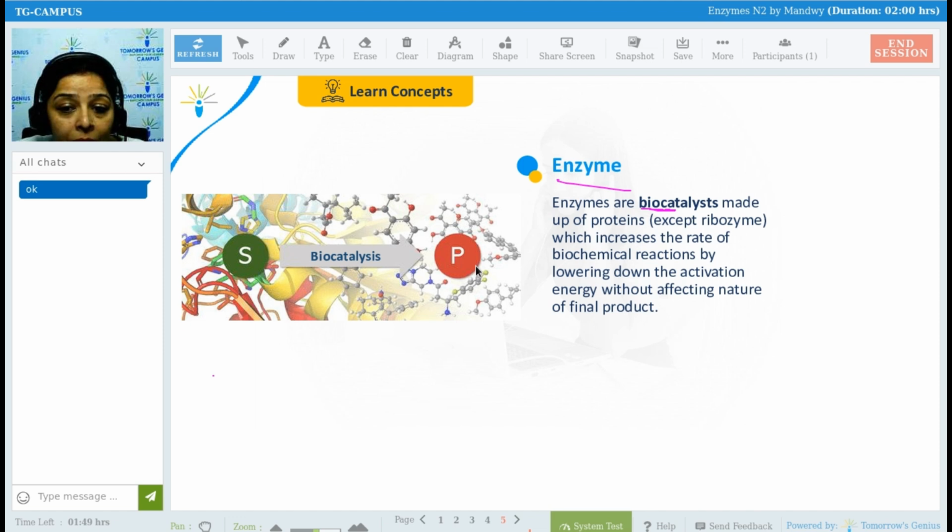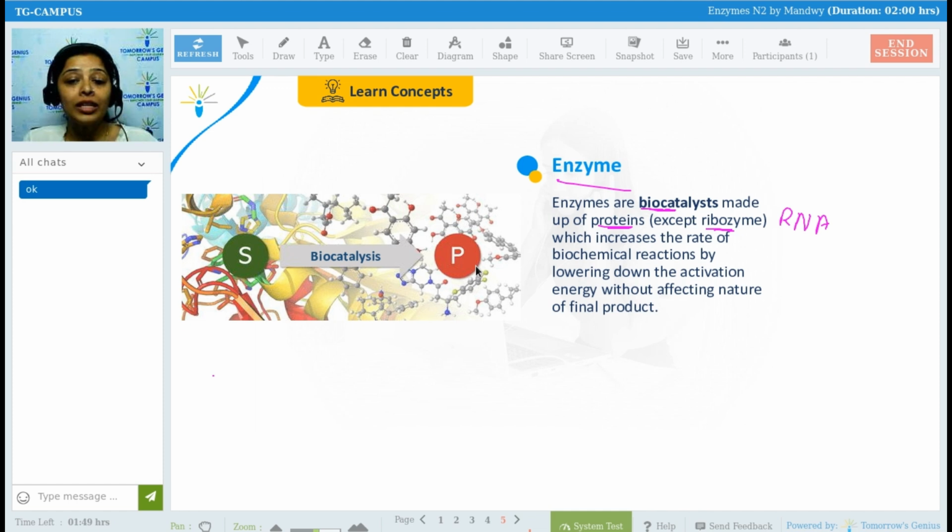Enzymes are made up of protein. Only one enzyme is non-proteinaceous, and that is ribozyme. Ribozyme is made up of RNA, that is, nucleic acid. Except ribozyme, all types of enzymes are proteinaceous. But it does not mean that all proteins are enzymes. All enzymes are proteins, but not all proteins are enzymes. Are you getting me? Yes, ma'am.